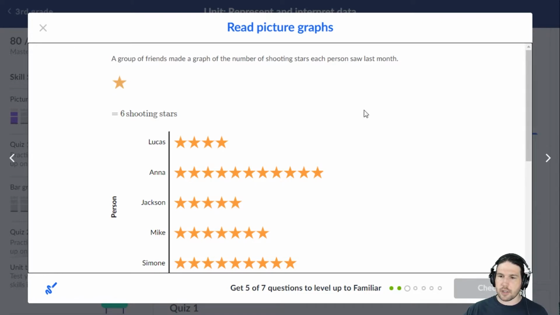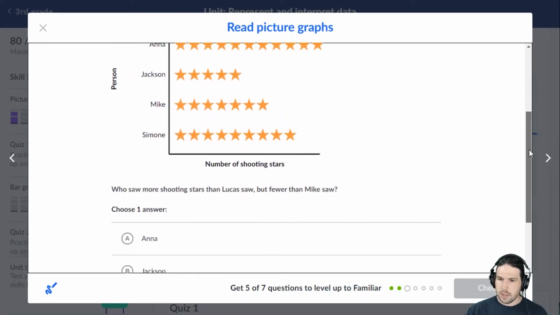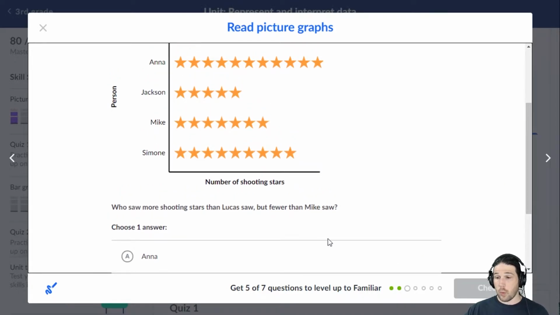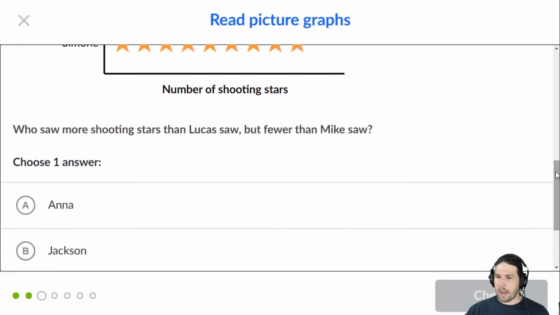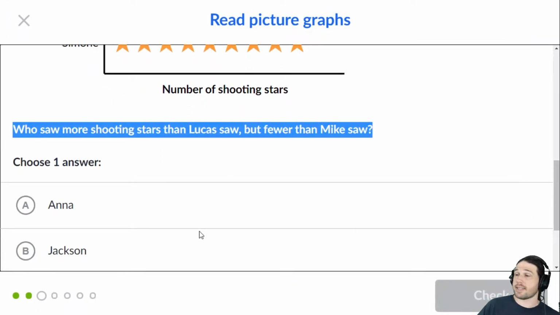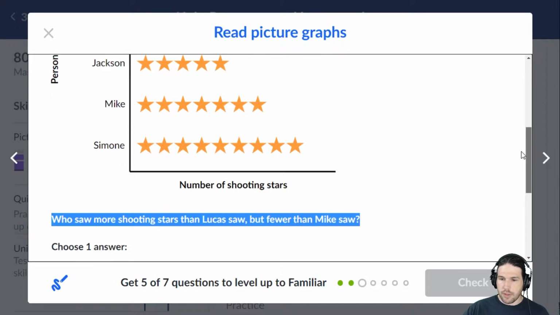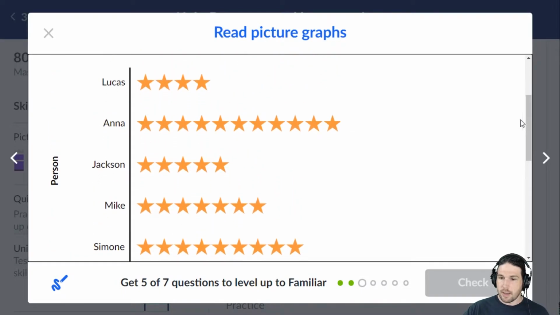If each one of these stars is 6 shooting stars, we want to see who saw. Okay, wow. This is a bit of a handful. So let's take a close look at this sentence, friends. Who saw more shooting stars than Lucas saw, but fewer than Mike saw? That is one heck of a sentence. I'm going to try to say it fast. Who saw more shooting stars than Lucas saw, but fewer than Mike saw? My tongue twister abilities are legend. Okay. So more than Lucas, less than Mike, that would be Jackson.